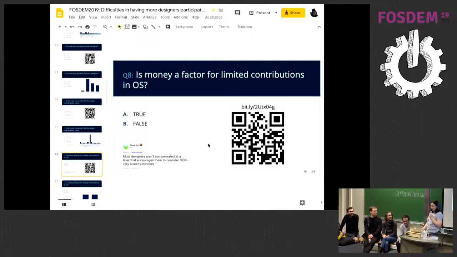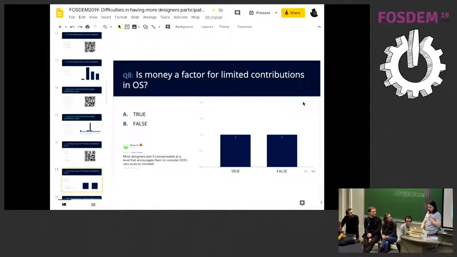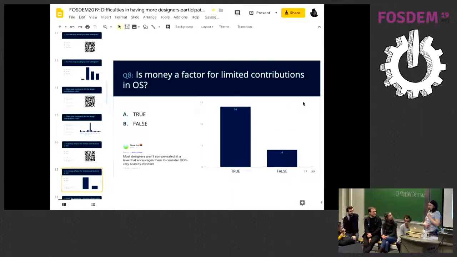So the next question is whether you think that money is a factor for limited contribution in open source, and there was also a tweet that somebody said that most designers aren't compensated at a level that encourages contributions, and it's true. Does anyone want to comment about money? It's a distinct and delicate topic, but I wanted to raise it because maybe we have different opinions.